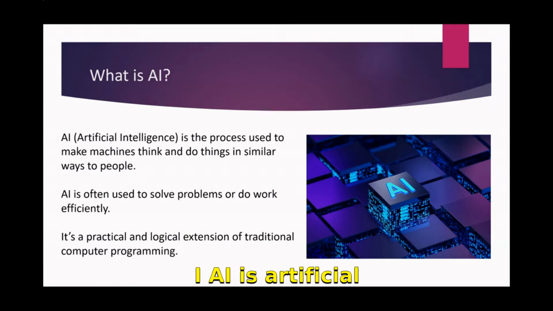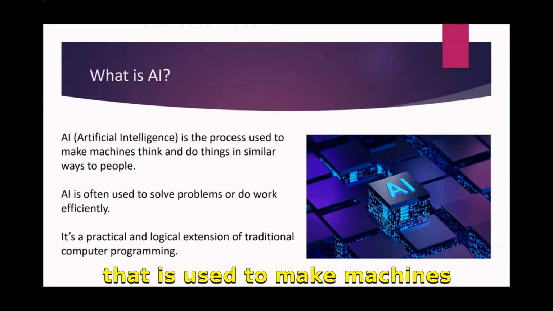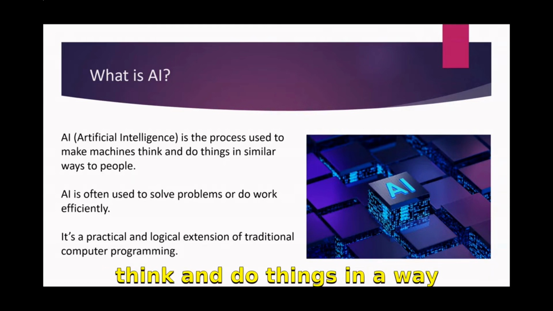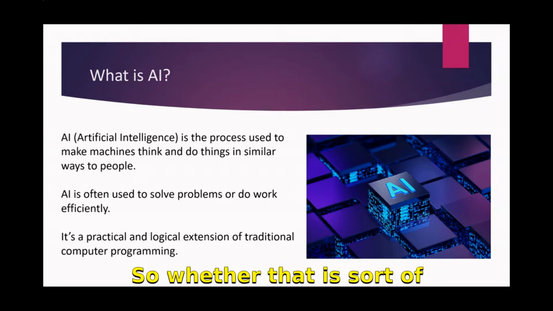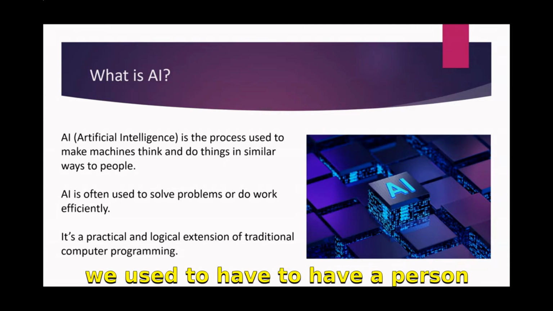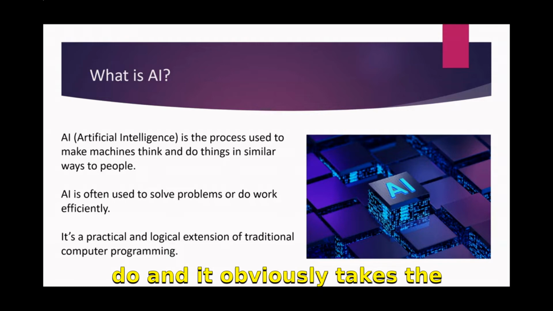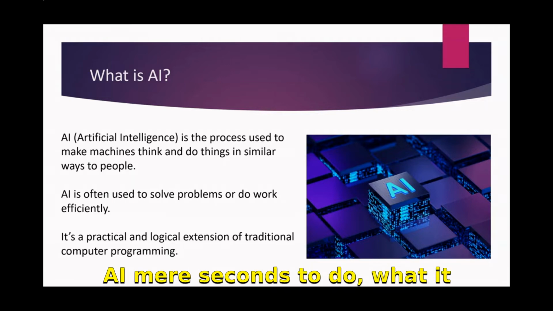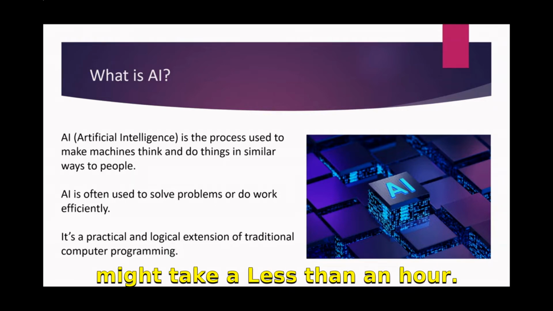So what is AI? AI is artificial intelligence. It's essentially the process that is used to make machines think and do things in a way that a person would. Whether that is organizing ideas, or actually writing, or suggesting document layouts, there are lots and lots of things that AI can do now that we used to have a person do. And it obviously takes the AI mere seconds to do what it might take a person an hour.